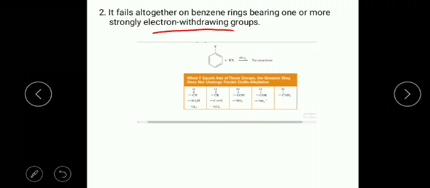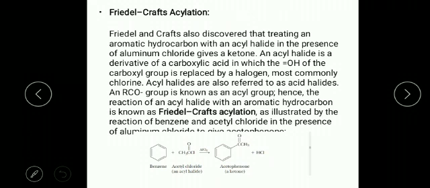In the next class we will discuss Friedel-Crafts acylation and its limitations. So remember all the things.